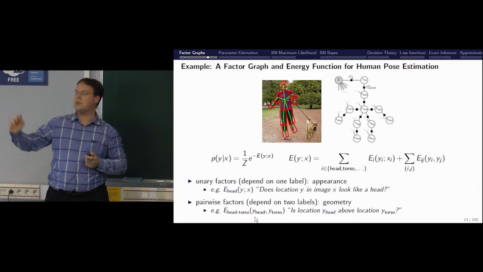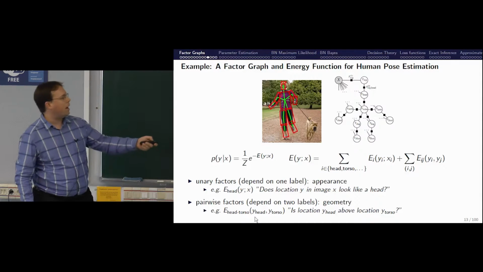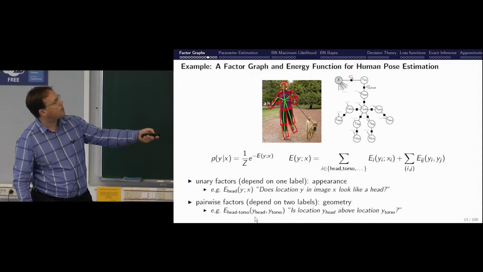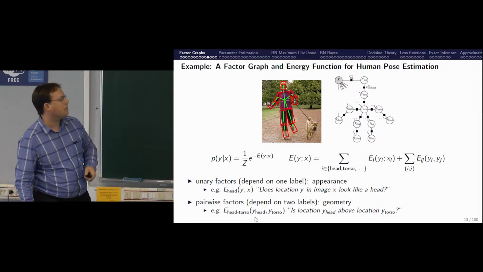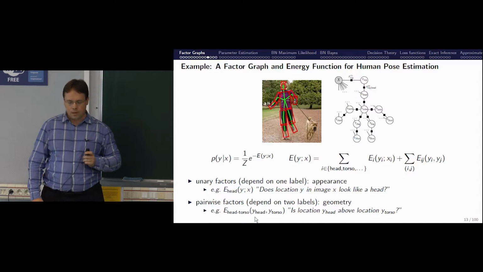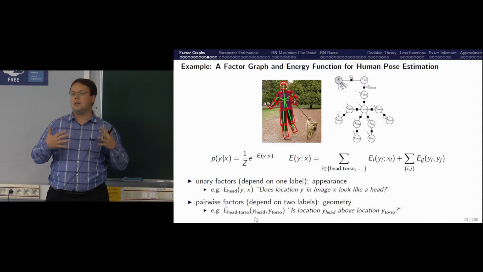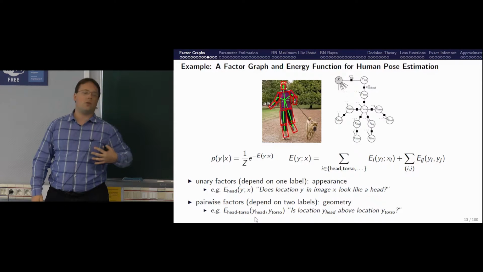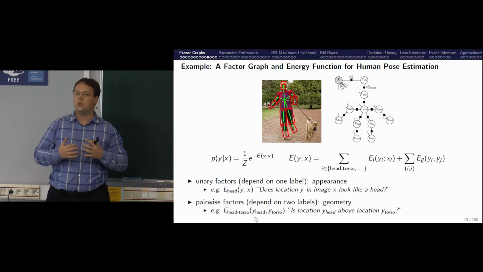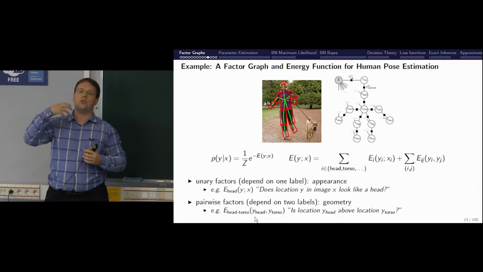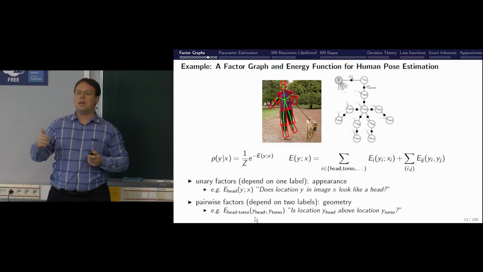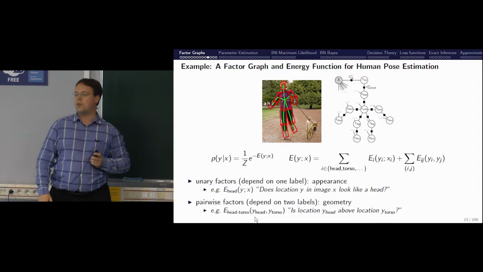Or how much does it look like a head? Whereas the other ones that look at two labels, like two body parts at a time, these will be the geometric constraints that we introduced, where we said, well, the head should not be floating around far away from the torso. So we introduce a term that says if the head is above the torso and not too far away, then the energy is low.